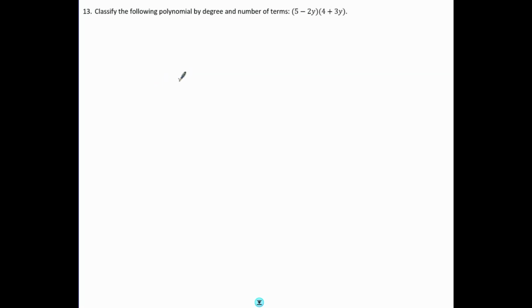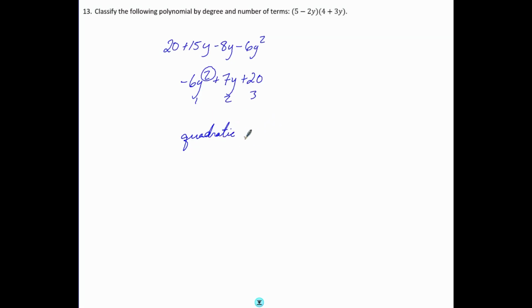Here we want to classify the polynomial by degree and number of terms. So you're going to want to multiply everything out, these two binomials, and we're going to go 5 times 4, we're going to get 20. And then 5 times 3y, we're going to get 15y. And then negative 2y times 4, that's going to get us negative 8y. And negative 2y times 3y, that's going to get us negative 6y squared. So let's write this in standard form real quick. So negative 6y squared. 15y minus 8y is going to get me plus 7y. And then plus 20. Well, by degree and number of terms, this is a second degree and it has 1, 2, 3 terms. So second degree is quadratic. And a 3-term polynomial, those are trinomials. Make sure you have all of those names written down somewhere for your notes.